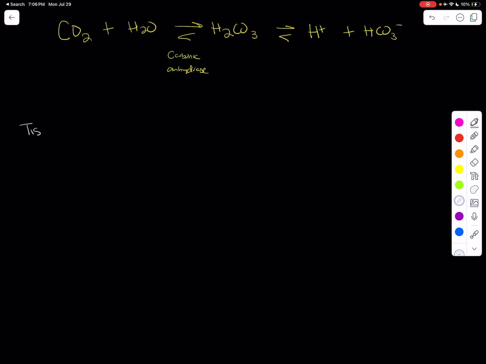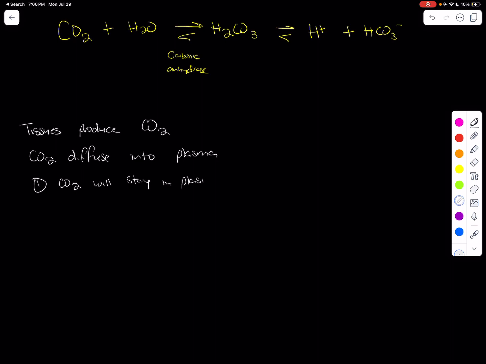Okay, so in the tissues, the tissues produce CO2. The CO2 will diffuse into the plasma. Okay, once this happens, one of a few things will happen. First, CO2 will just stay in the plasma. Okay, nothing happens, and that's great. It's just in the plasma, it's going to stay there.